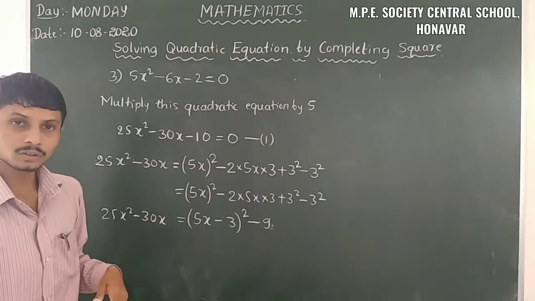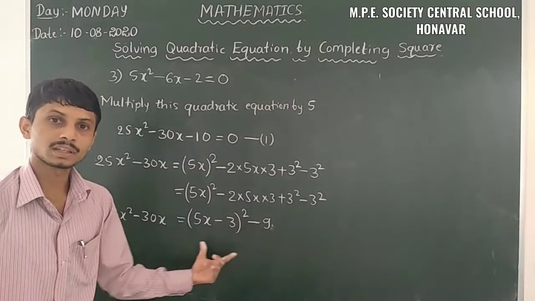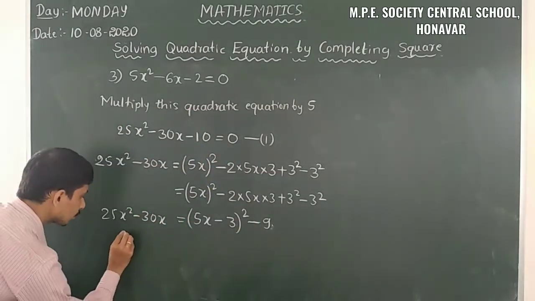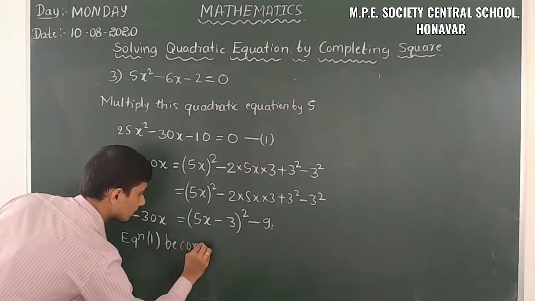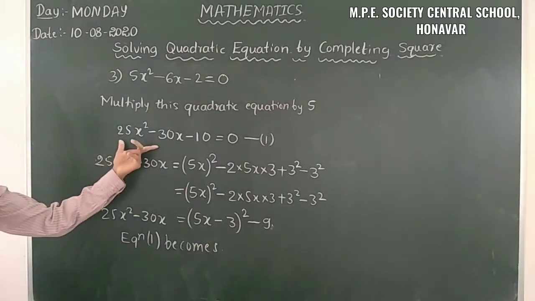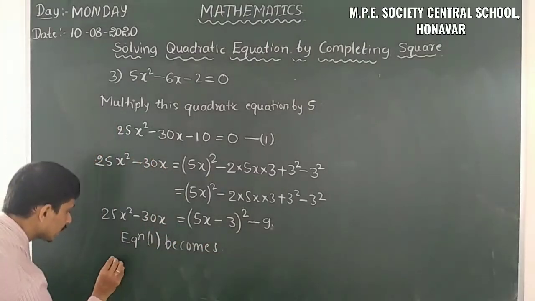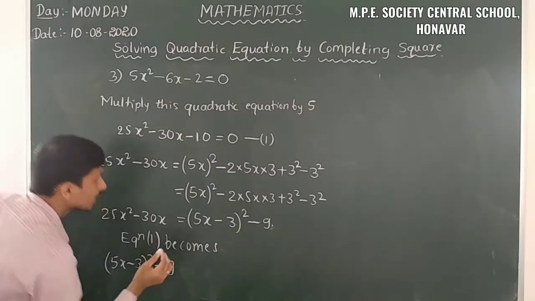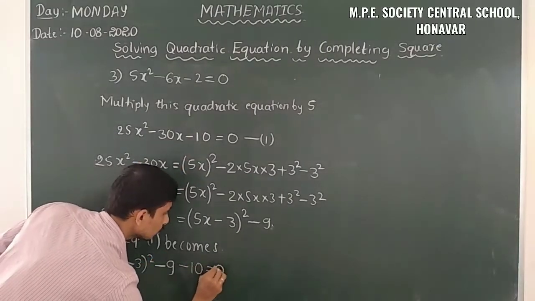So then what we have to do? We have to substitute that formula, substitute that equation into equation 1. Then what happens? Equation 1 becomes, in place of 25x square minus 30x, we have to insert this value. That is 5x minus 3 whole square minus 9 minus 10 is equal to 0.